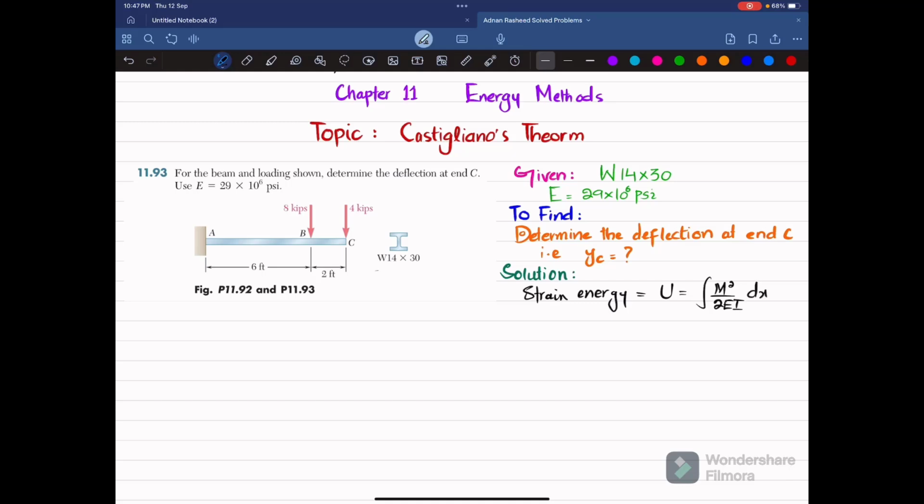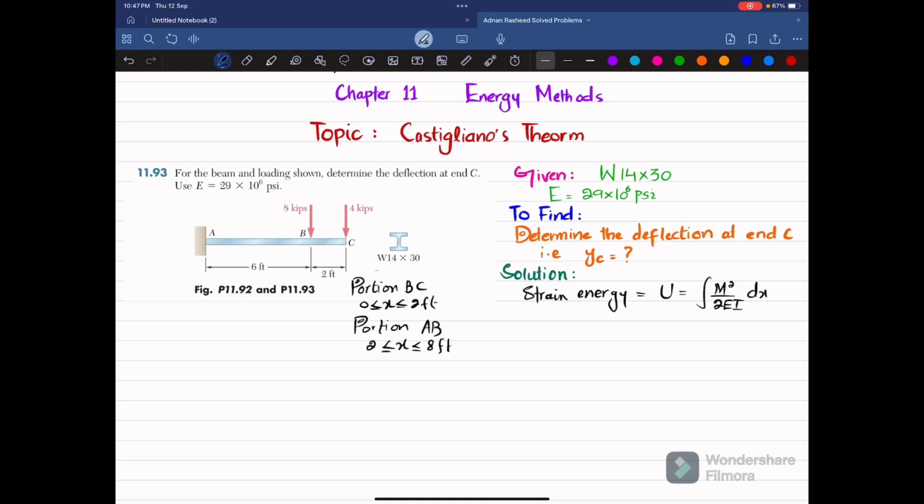Clear? So what we are going to do is that we will find the moment equation for portion BC, which is for x greater or equal to 0 and less or equal to 2 feet, and we will find the moment for portion AB, where x is greater or equal to 2 feet and less or equal to 8 feet.